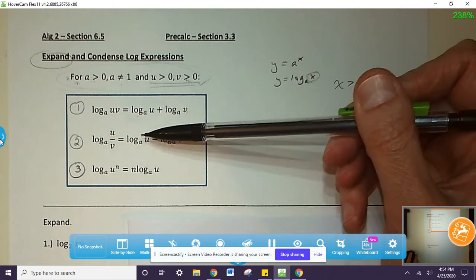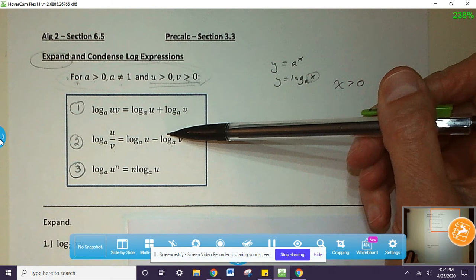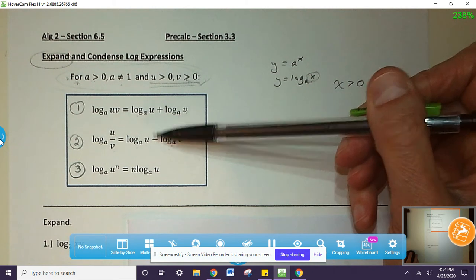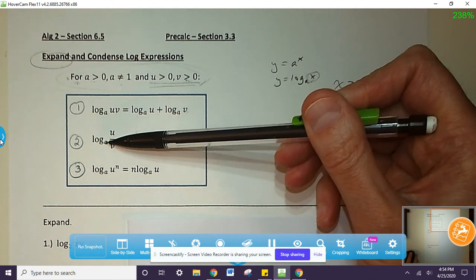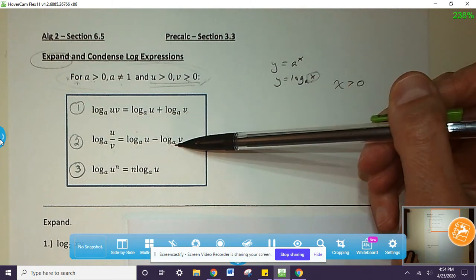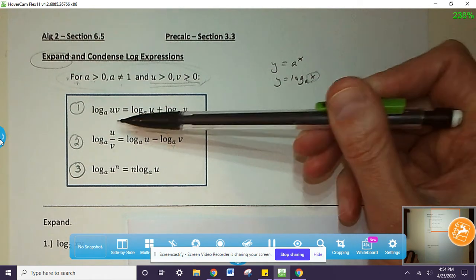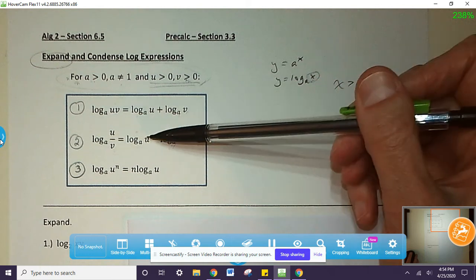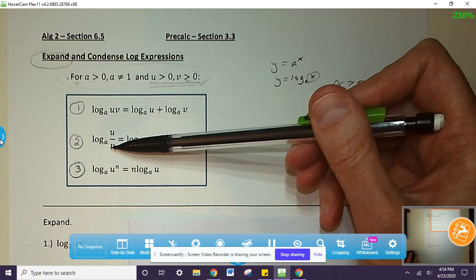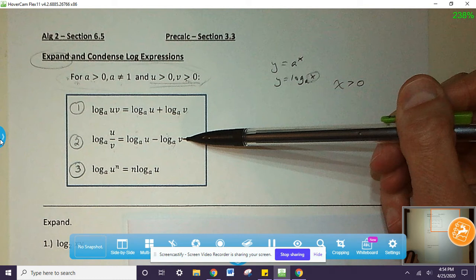If you have log base A of a quotient or a fraction with a u over v perhaps, you can separate that into two separate logs. You put a minus. So you're going to subtract two different logs. You keep the base. So whatever the base is, that stays the base for all the other logs. Whatever was in the numerator goes inside the first log. Whatever was in the denominator goes inside the second log.